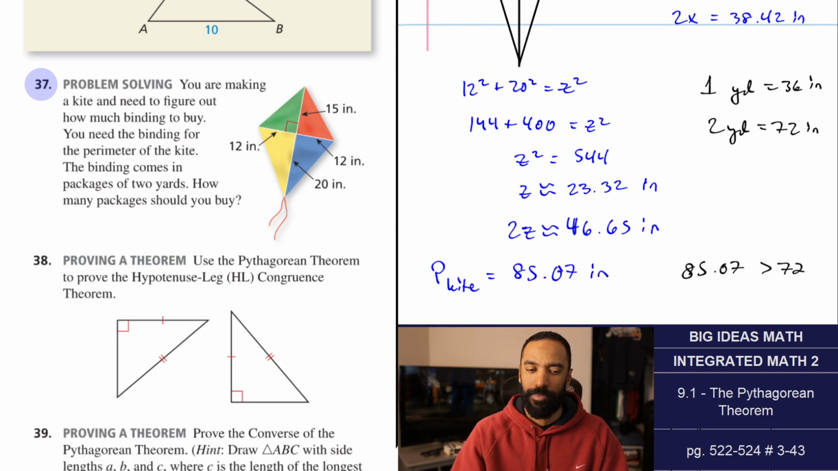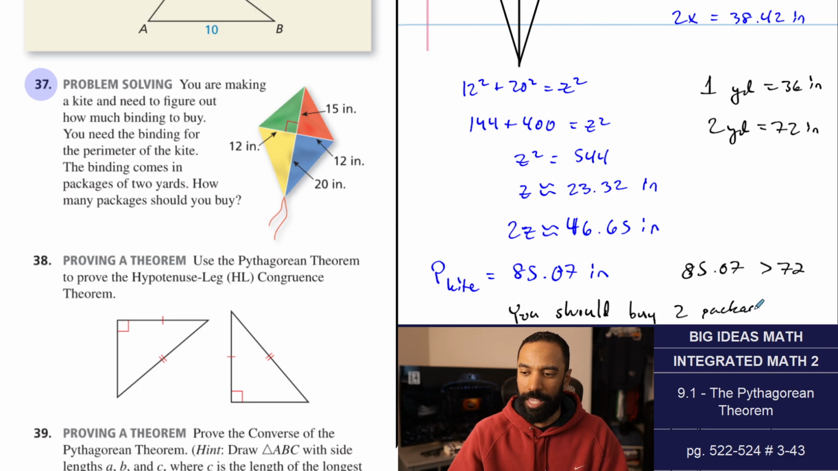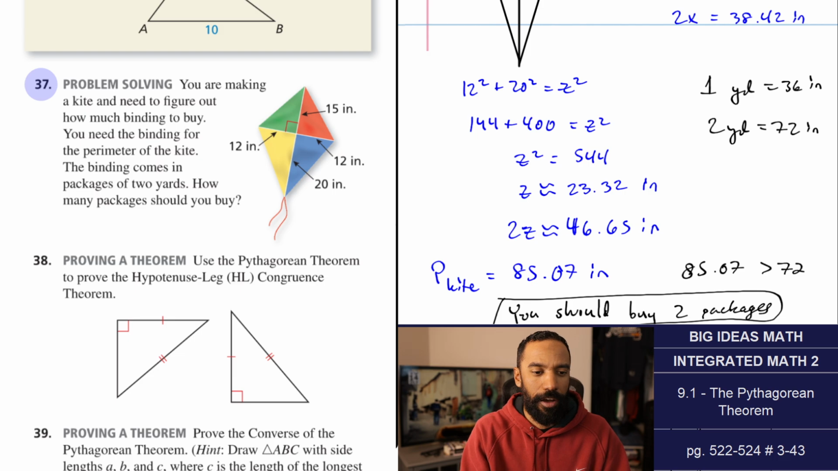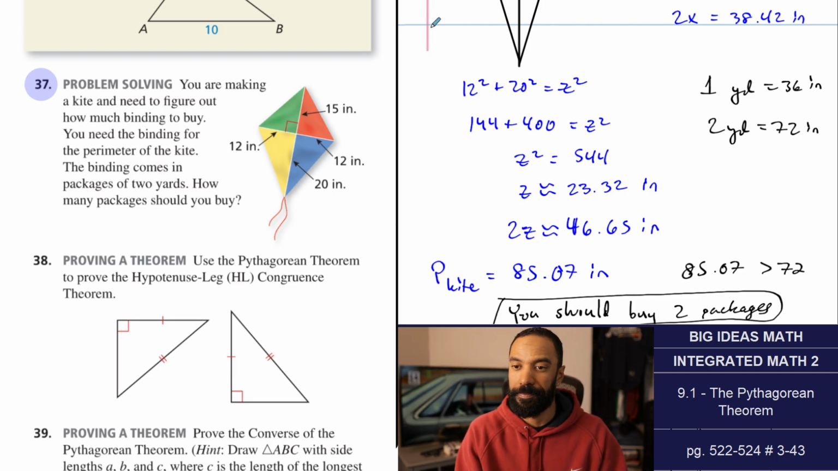How many should you buy? Will you use all the binding in the second package? No. You're barely going to get into it, but you need it. You should buy 2 packages of binding.